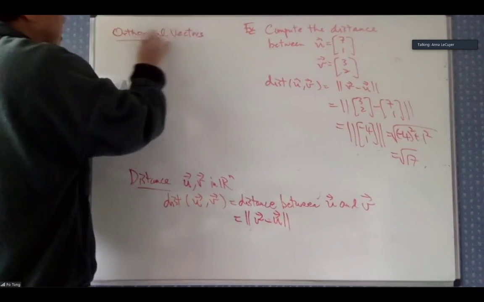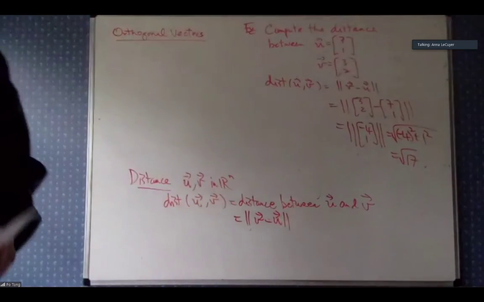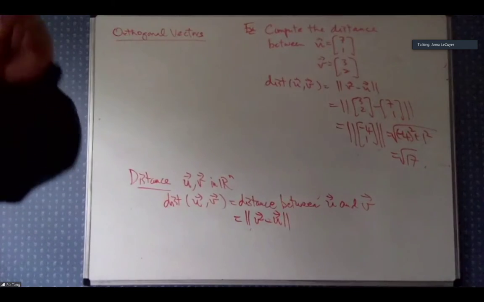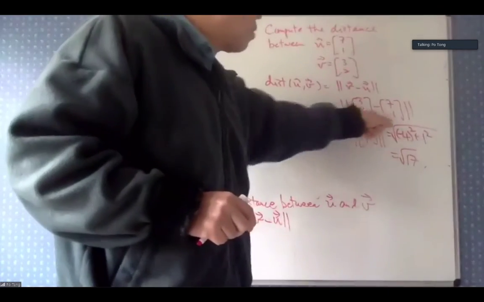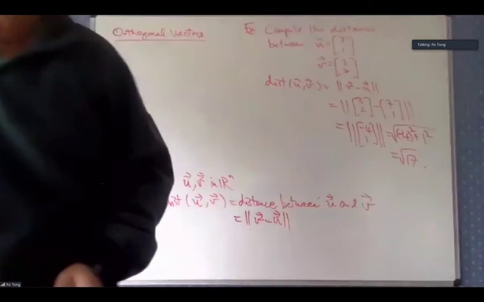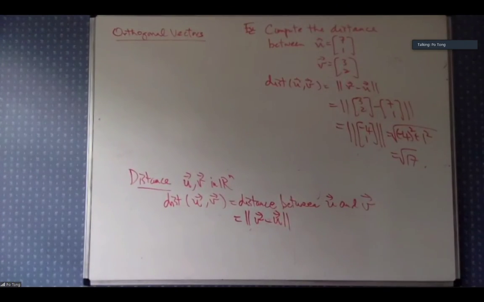How did you know that it was vector v minus vector u versus the other way around? You can do the other way around. The distance, I mean, you can do it either way because you square, it doesn't matter. Right. Okay. Yeah. You can do it either way.